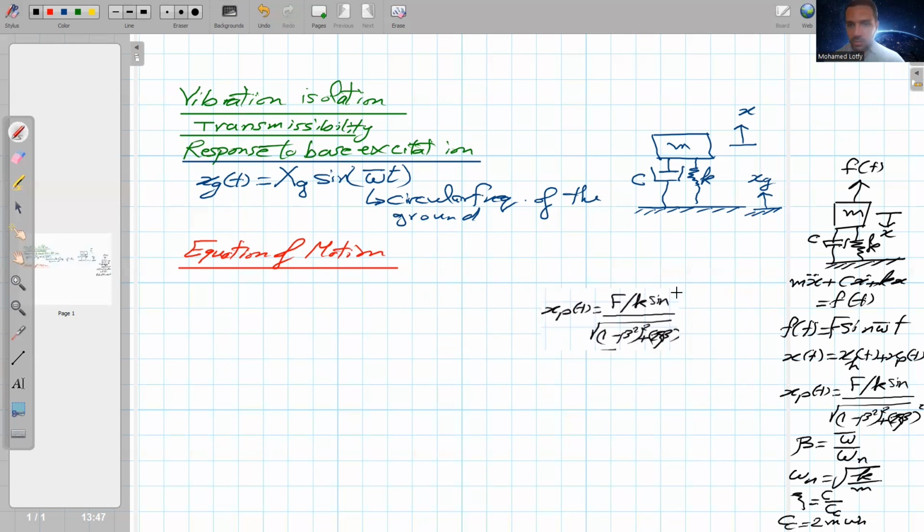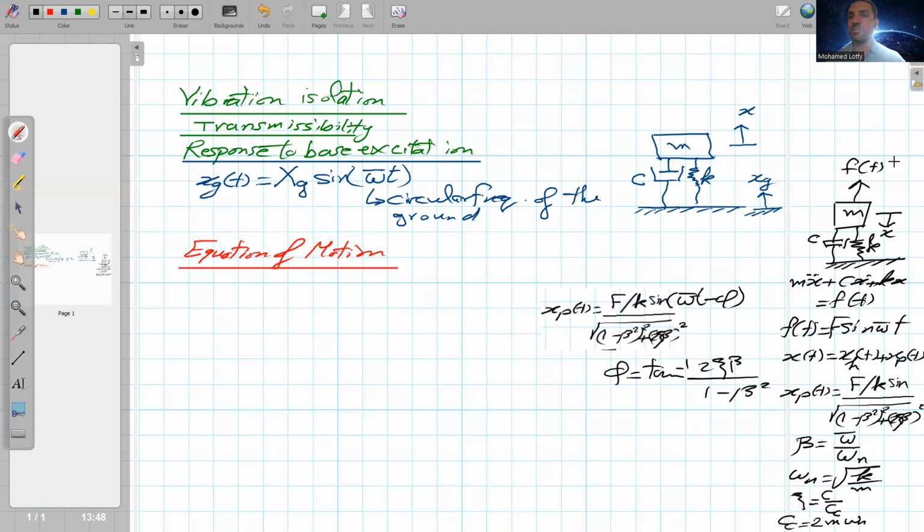Again, so sine omega bar t minus phi. This is the amplitude of the motion: F by k, the static deflection, divided by root of (1 minus beta squared) all squared plus (2 zeta beta) all squared, times sine omega bar t. The response of the system will oscillate with the same harmonic as the applied external force, sine omega bar t, but shifted by phi. What is phi? Phi is tan inverse of 2 zeta beta over 1 minus beta squared.